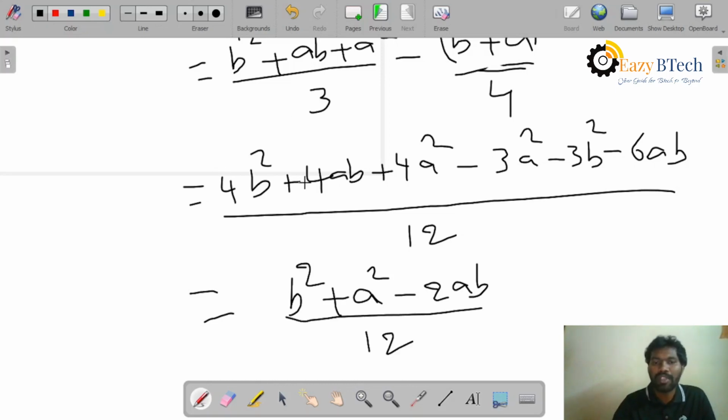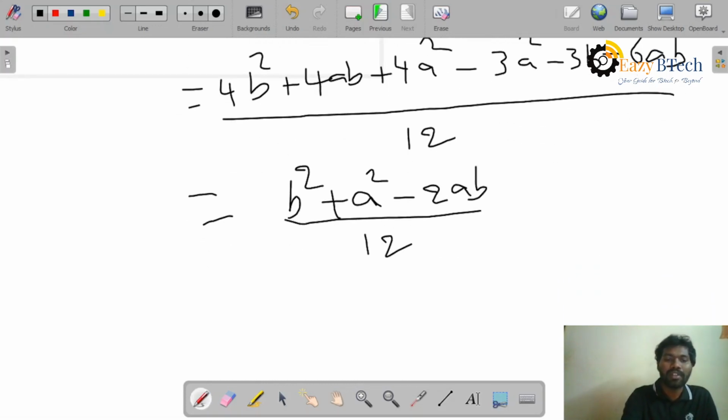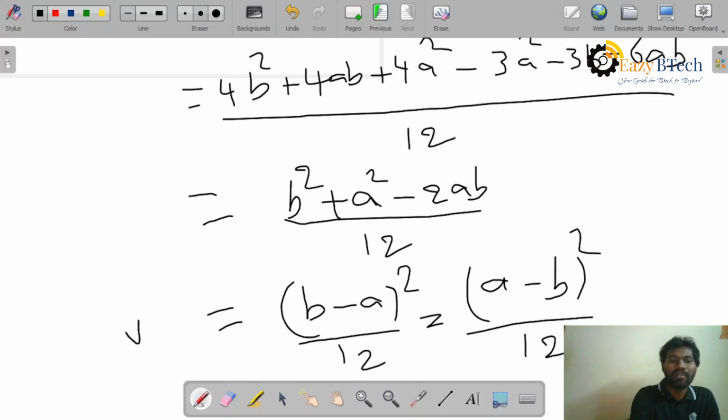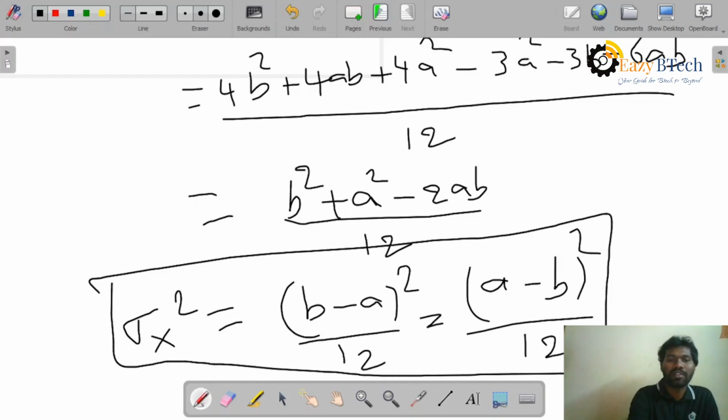Because here 4 times ab plus 4 times minus 6 times ab. Then finally it becomes (b minus a) whole square by 12, or it can also be written as (a minus b) whole square by 12, whatever may be the value. So the sigma x square is nothing but this one, (b minus a) whole square by 12 or (a minus b) whole square by 12.